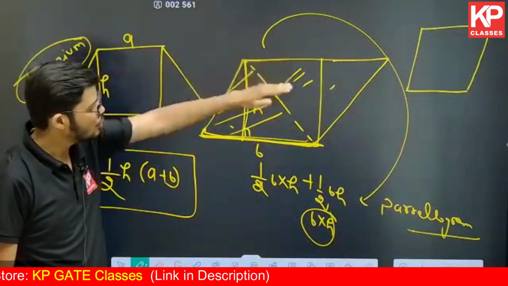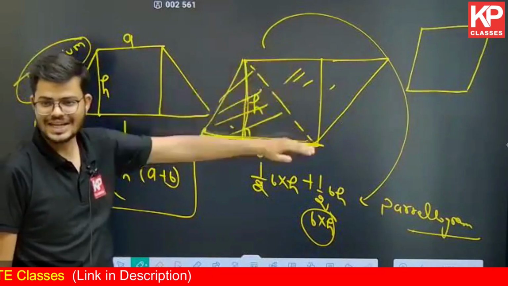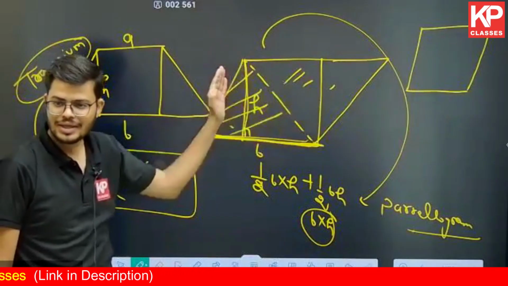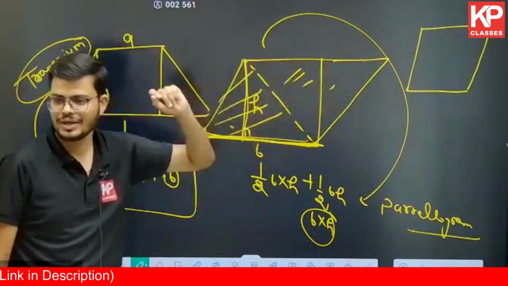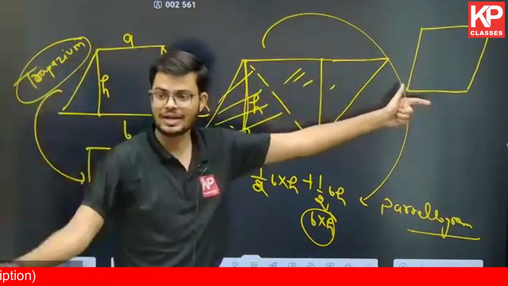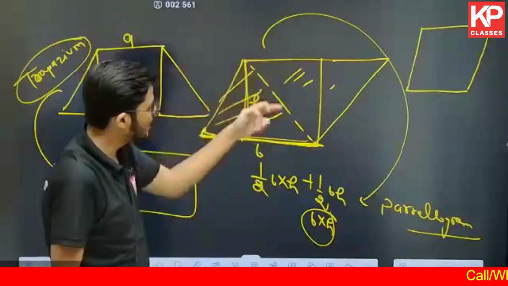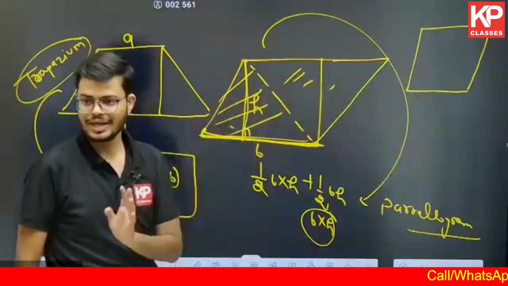Here in a parallelogram, the opposite sides are parallel and they are equal in length. But here in this case, the opposite sides are parallel but all the sides are equal. If this side is A, this is A, this is A, this is A. But here this will be A and A, this will be B and B, like this.